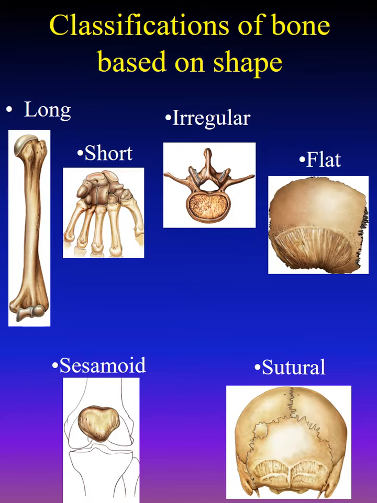The last shape is irregular shaped bones, and these just do not fit any criteria of the previous bones, and so they are very different. They are all complex shapes, and none of them have any similar pattern. The bones classified as irregular are the vertebrae, the coxae, which are our hip bones, and some bones within our skull, such as the ethmoid, the vomer, and the sphenoid bone, which are all considered to be irregular in shape.